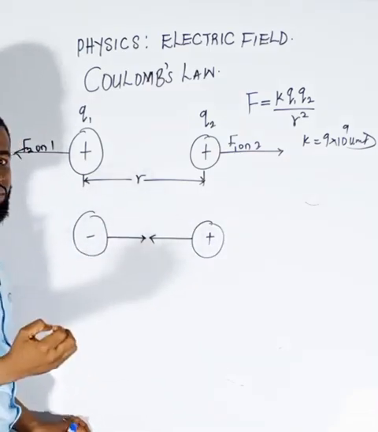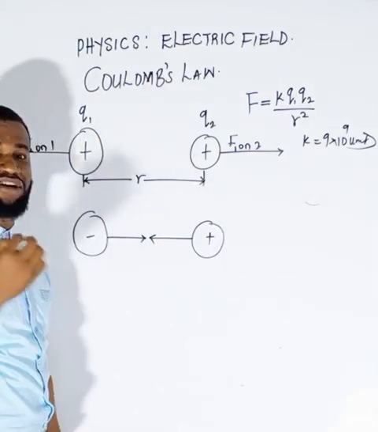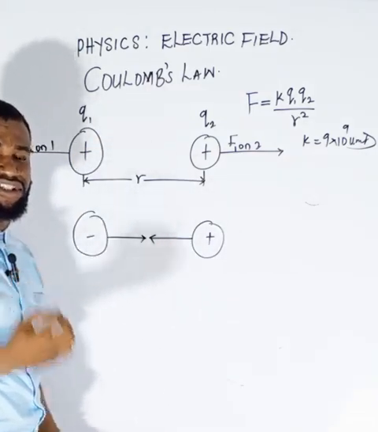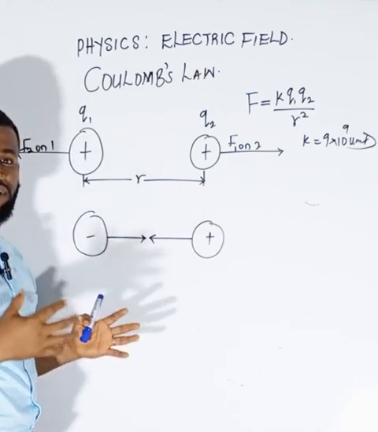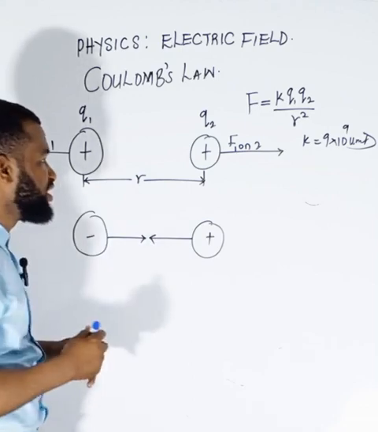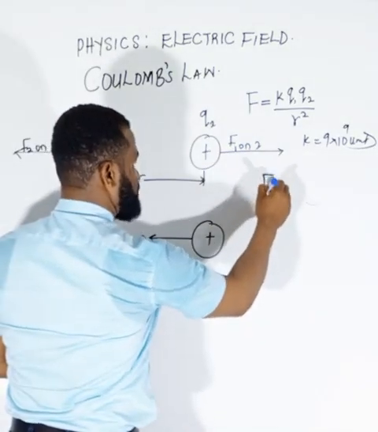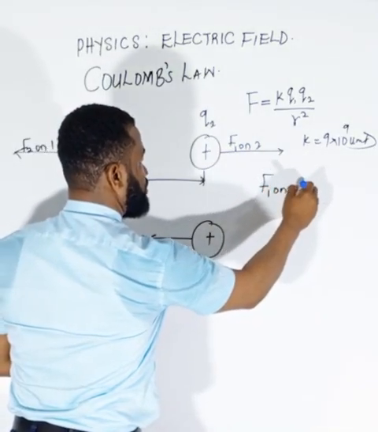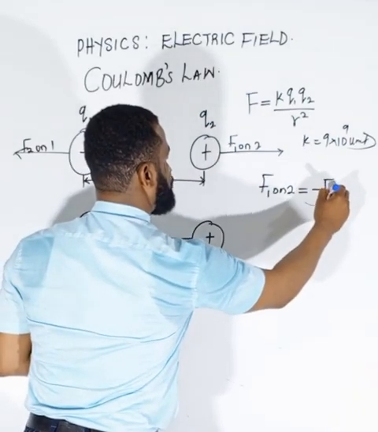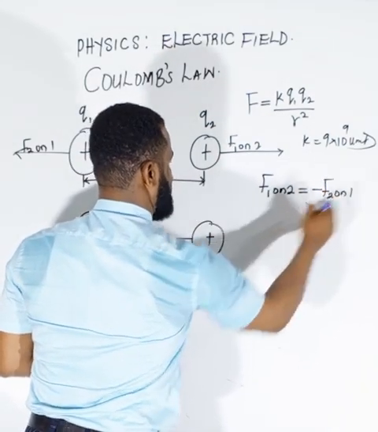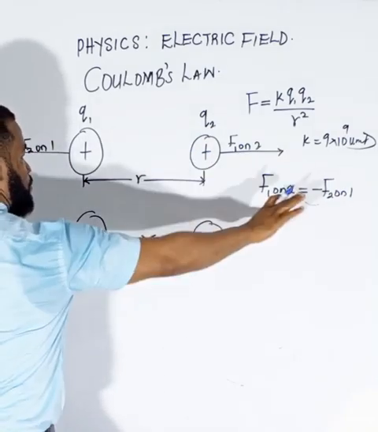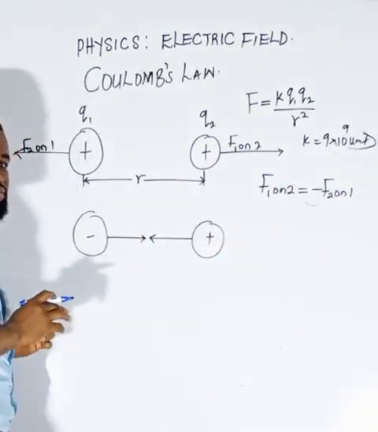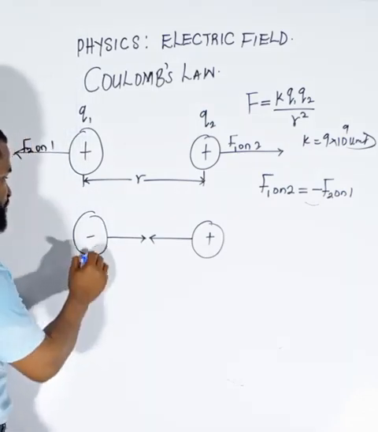According to Newton's third law, in every action there is an equal and opposite reaction. Therefore, the force of charge 1 on charge 2 is equal to the negative of the force of charge 2 on charge 1. Therefore, the force here and the force here are the same, but they are working in opposite directions. The same thing happens here.